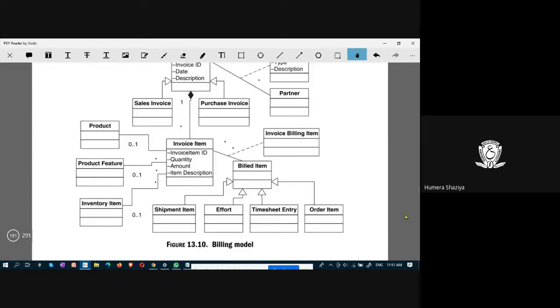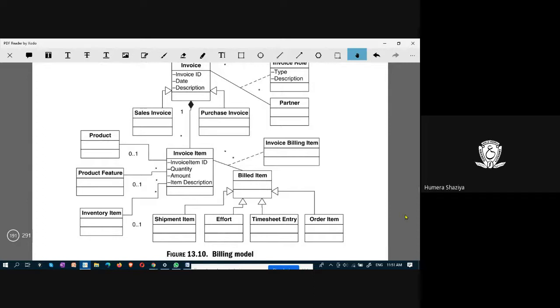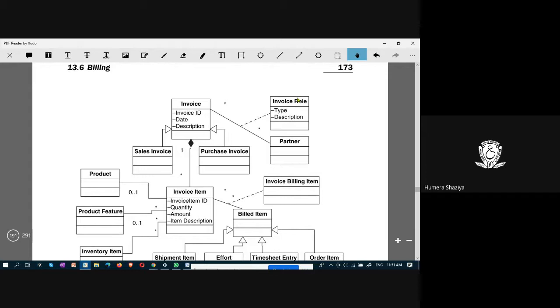Here, if you look at this billing model, it shows that the invoice has partner, invoice role. Invoice has a partner means the invoice has to be sent to a partner or received from a partner. So that's why it's connected to partner. And this invoice role is whether it is a sales invoice or a purchase invoice. So you have sales invoice or purchase invoice.